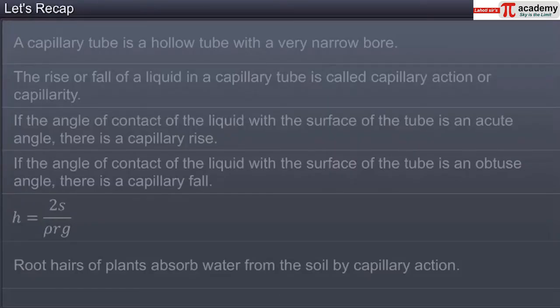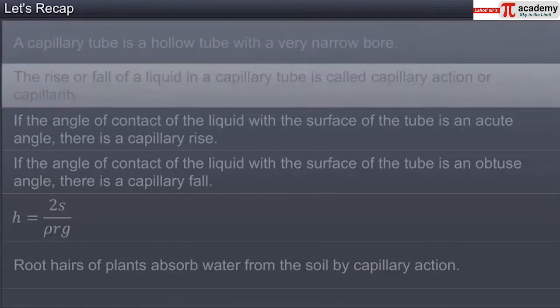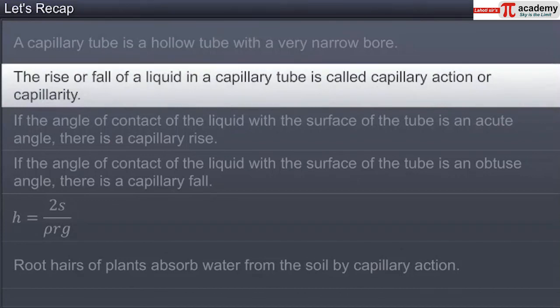You have now reached the end of this module. In this module, you learnt that a capillary tube is a hollow tube with a very narrow bore. The rise or fall of a liquid in a capillary tube is called capillary action or capillarity.